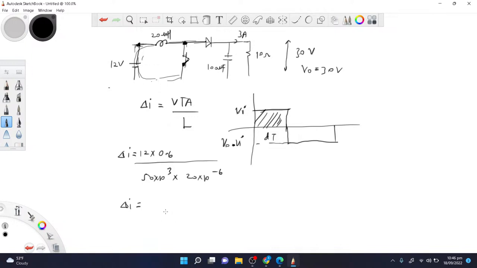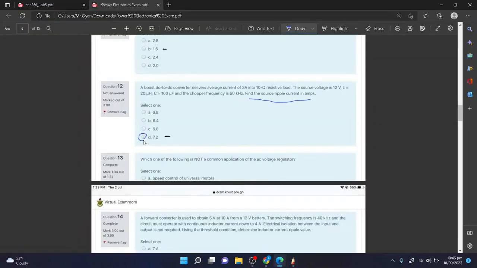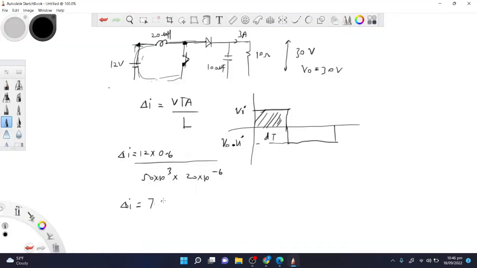Remember the question there. You get 7.2, so you get 7.2 ohms. That's the answer.